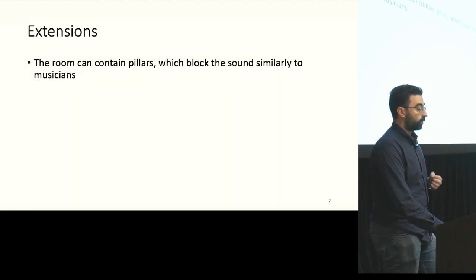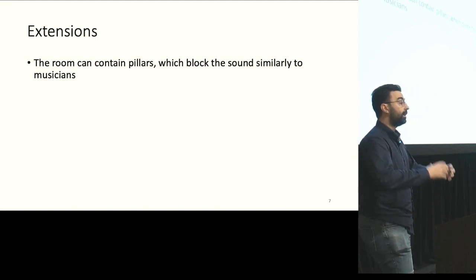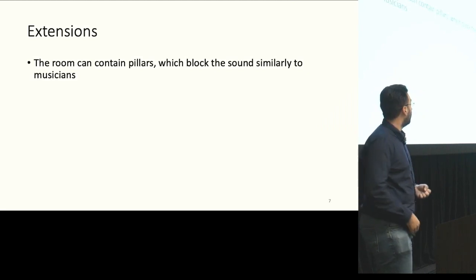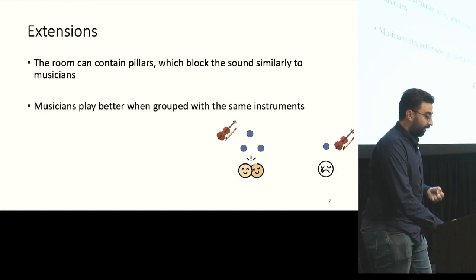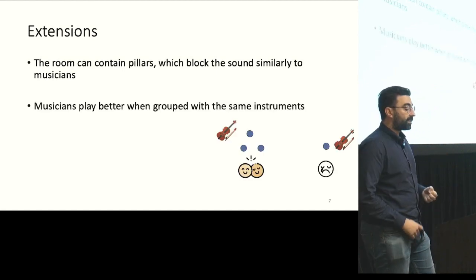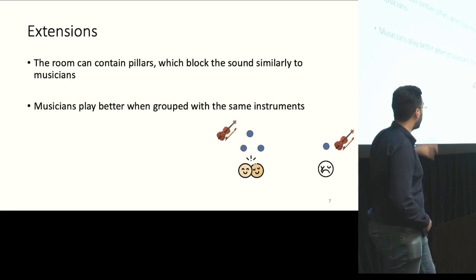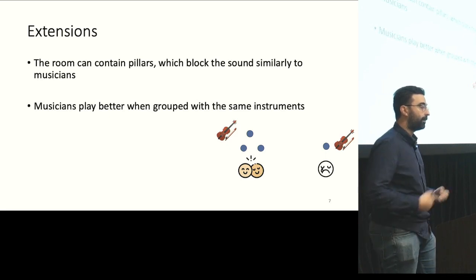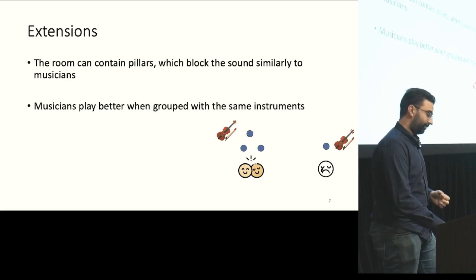So the first extension we proposed was that in addition to the topology of a room, you could also have pillars outside of the stage which could block the sound coming from musicians the same way that musicians could block each other's sound. The second extension was that musicians would actually play better when grouped with the same instruments. So for instance, if you have a group of fiddlers close to each other, they are very happy, they can listen to each other, they are happy to play together, so sound quality is going to be better. If you have a poor fiddler alone in a corner, well, too bad for him or her.